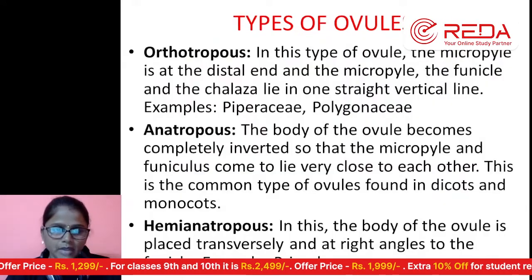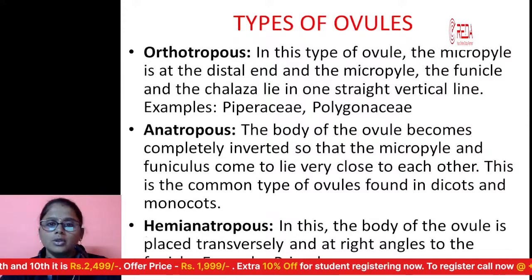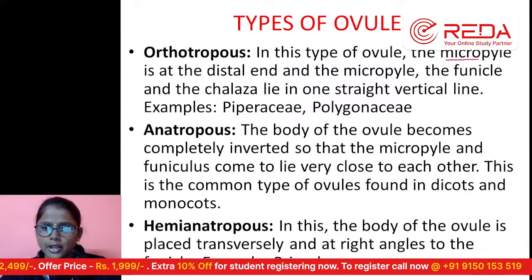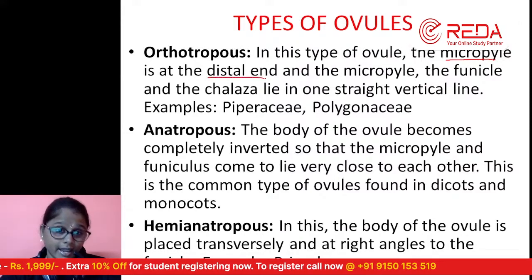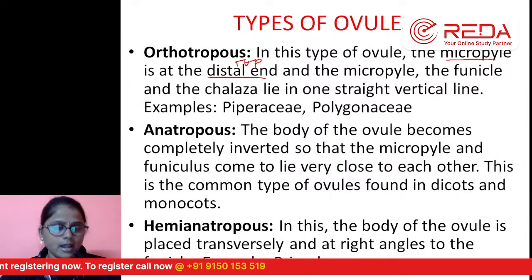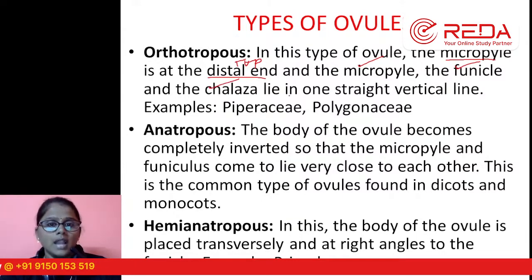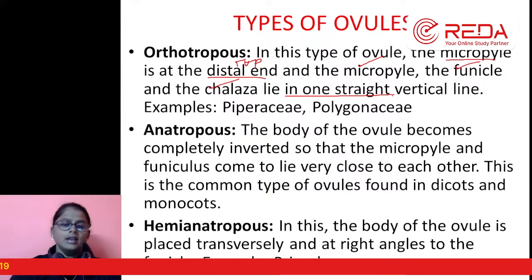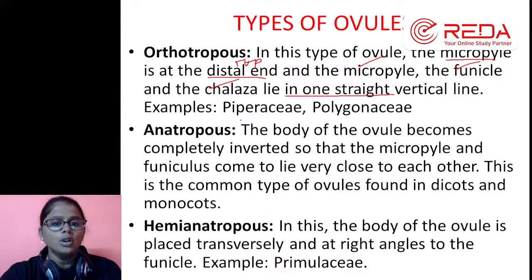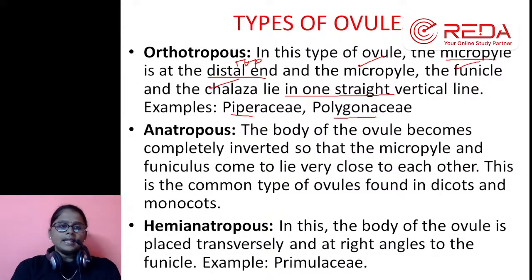Let me see here. Orthotropous, can you see? This is a type of ovule where the micropyle is at the distal end. Distal means top. The micropyle, funicle and chalaza all lie in one straight vertical line. An example for this type of ovule is seen in the families Piperaceae or Polygonaceae. And the second type is called anatropous.